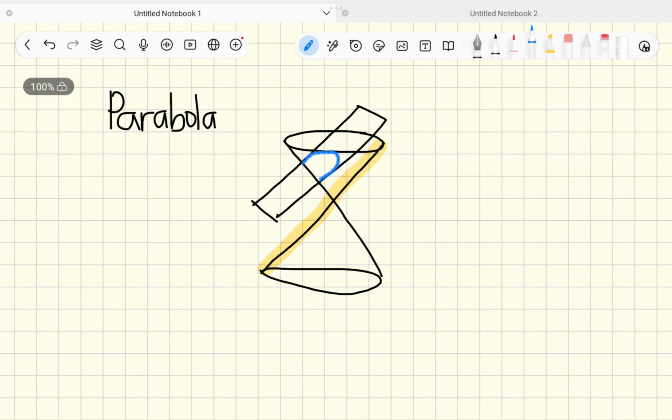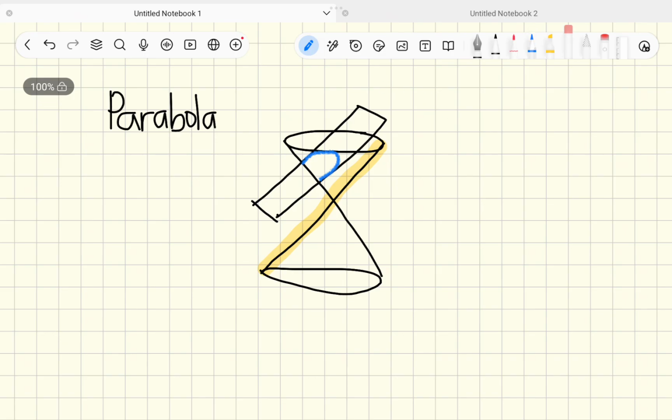So how do we define a parabola? It is the set of all points in a plane that are equidistant from a fixed point called the focus and a fixed line called the directrix.